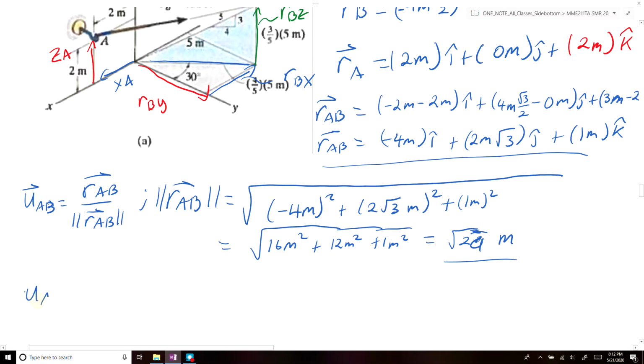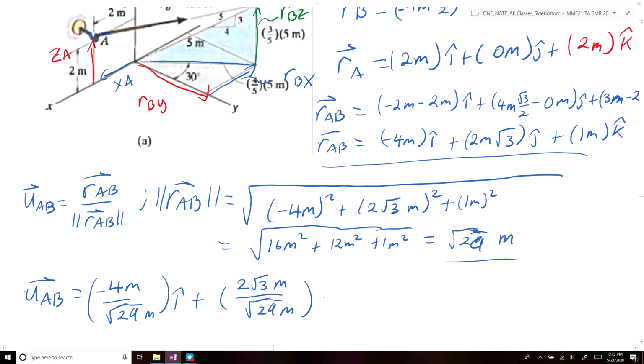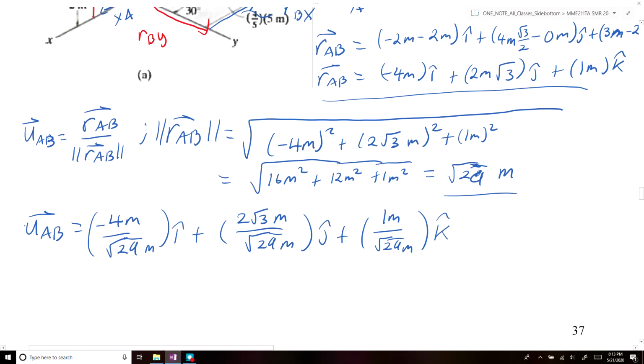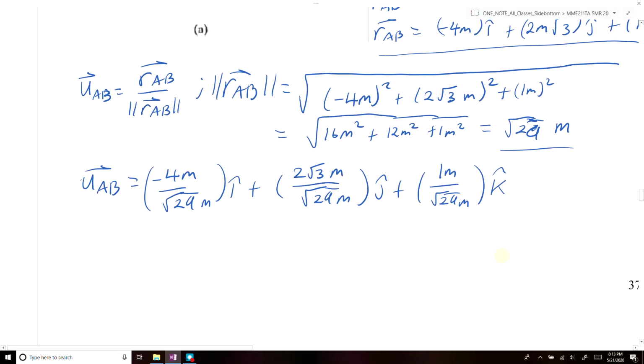So UAB would be equal to minus 4 meters divided by radical 29 meters i, plus 2 radical 3 meters divided by radical 29 meters times j, plus 1 meter divided by radical 29 meters times k. Now that we have UAB, we can write FB.